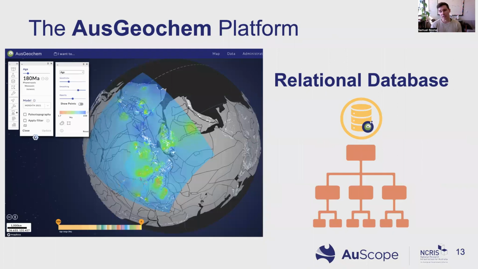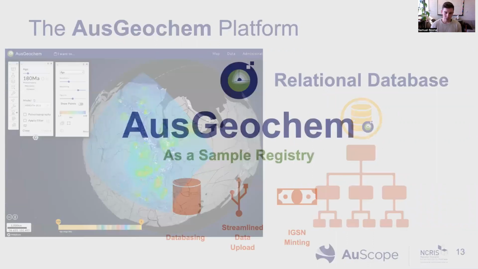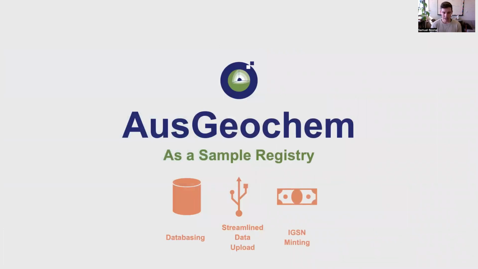Another absolutely key difference is that the database architecture behind the AusGeochem platform is fully relational. What that essentially means is that every single bit of data, whether that be the person that collected a sample, the location of that sample, any resulting geochemistry or geochronology analyses obtained for that sample, every single bit of data is connected to every other bit of data in the entire database. And what that enables us to do is some really powerful on-the-fly analytics, which I'll show you examples of in a moment. So let's get right into it. I'll show you the platform in action.